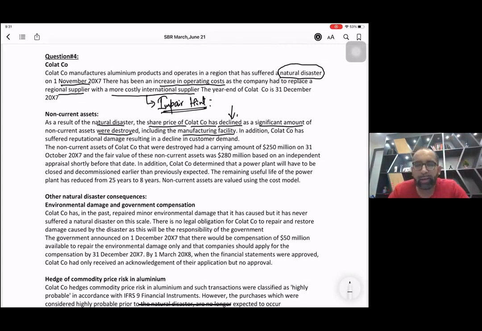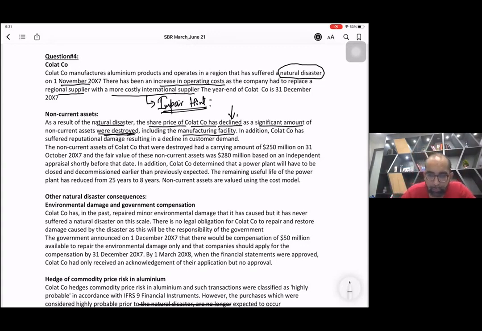What does it mean? It means you are reporting your net assets and equity in the SOFP for $100,000, but your total shares, total shares multiplied by share price, are available in the market for just $70,000. That means there is something bad in your company. So again, this decline in share price is an impairment hint. So two hints I have given you. Now, the third hint is that a significant amount of non-current assets were destroyed. So this is one more hint.